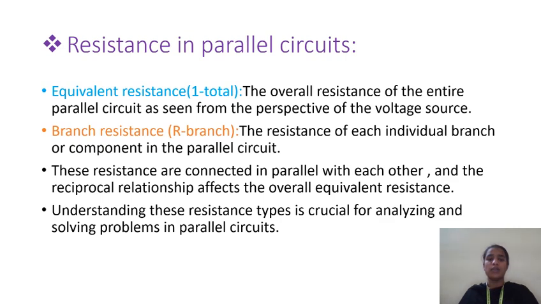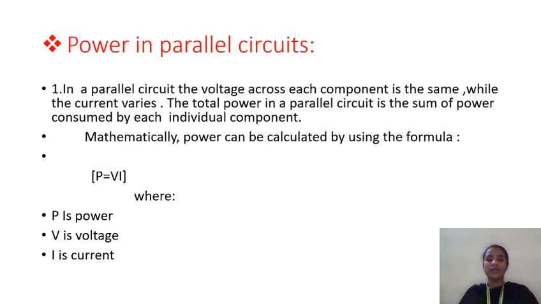Resistance in a parallel circuit. Equivalent resistance: the overall resistance of the entire parallel circuit as seen from the perspective of the voltage source. Branch resistance: the resistance of each individual branch or component in the parallel circuit. These resistors are connected in parallel with each other, and the reciprocal relationship affects the overall equivalent resistance. Understanding these resistance types is crucial for analyzing and solving problems in parallel circuits.